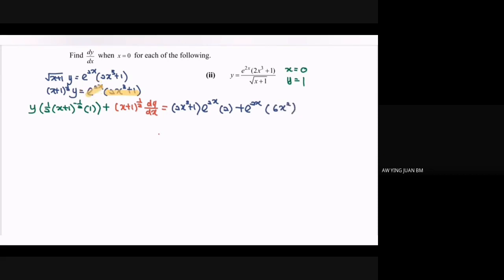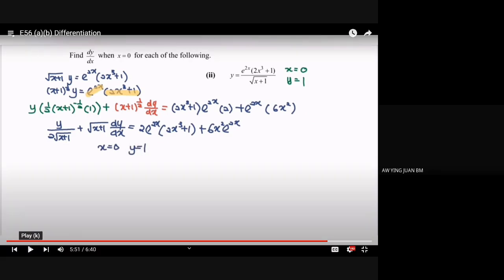So simplify the situation, where we will have y over 2 square root of x plus 1 plus square root of x plus 1 dy dx equals to 2e to the power of 2x bracket 2x to the power of 3 plus 1. Finally, plus 6x squared e to the power of 2x. Substitute the value, x equals 0 and y equals 1 in order to determine the first derivative. So if we substitute the value, so we will have.